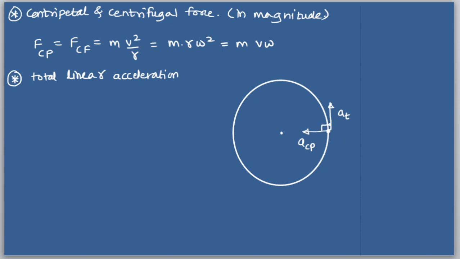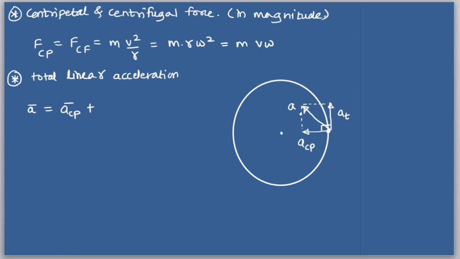Pythagoras. Why? Because the angle between these two vectors is 90. So to find the magnitude of the resultant, you can use Pythagoras. And to decide the direction, you can draw the parallelogram or the rectangle here. Just complete the parallelogram and draw the common diagonal. That will give you the resultant of these two vectors, ACP and AT. So this vector A bar is the addition of ACP, that is centripetal acceleration, plus this tangential acceleration.